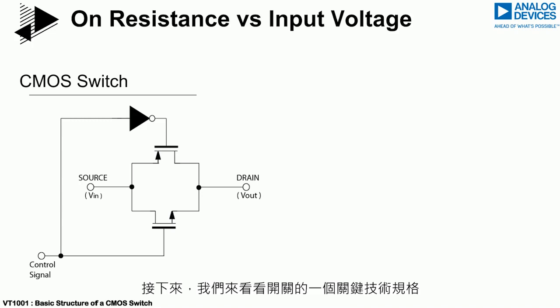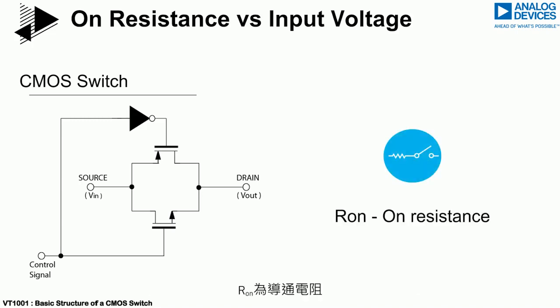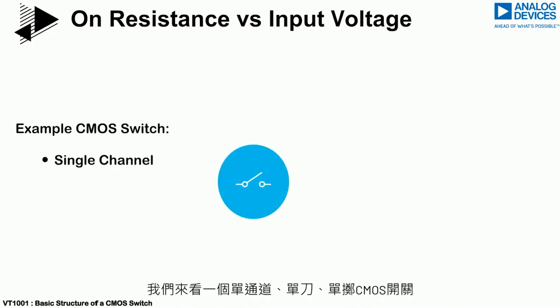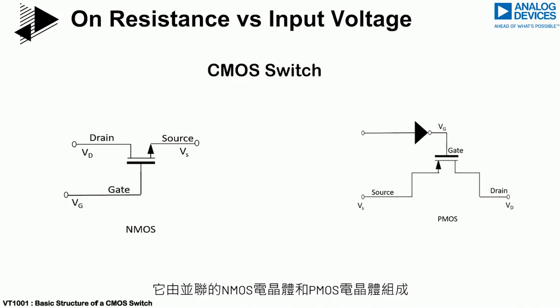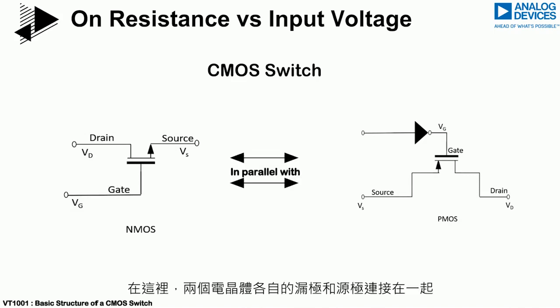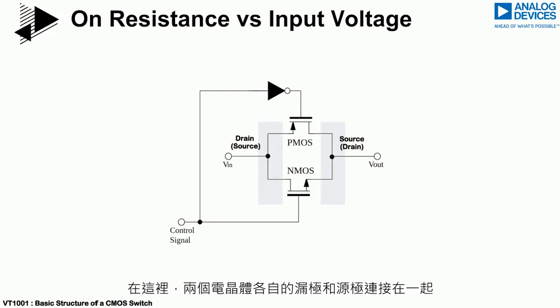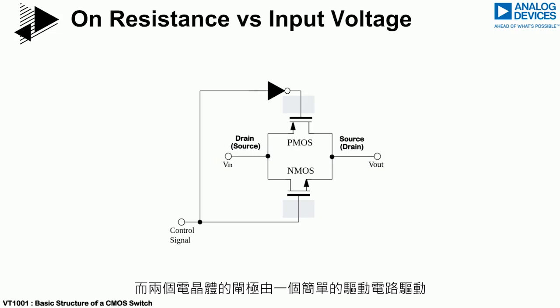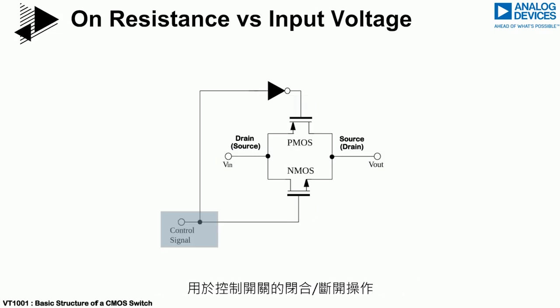We will now take a look at a key specification of switches, the on resistance. In an ideal switch, this should be zero. CMOS technology offers many benefits when used in switch architecture, which we will now discuss. Looking at a single-channel, single-pole, single-throw CMOS switch, which consists of NMOS and PMOS transistors connected in parallel. Here, the respective drains and sources of the two transistors are tied together and become the switch terminals V-in and V-out, while the gates of the two transistors are driven by a simple driver circuit to control the on-off action of the switch.